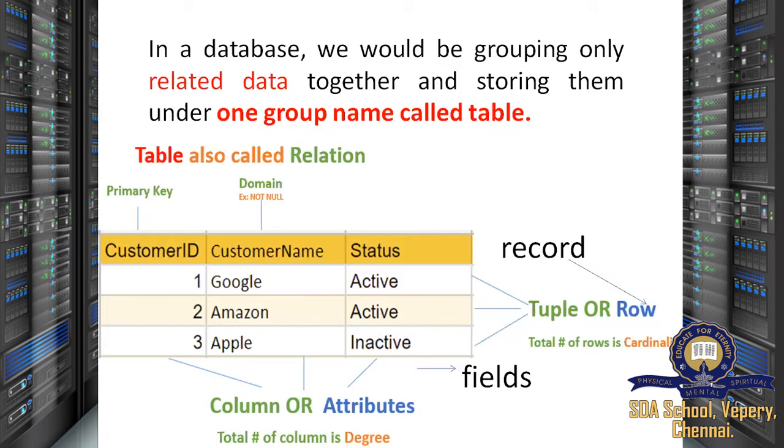Are you clear? See, collection of data will be stored in the form of table. Table is a combination of rows and columns, no doubt in that. But they are pronouncing the row here as tuple or record. They are pronouncing column here as attributes or fields.